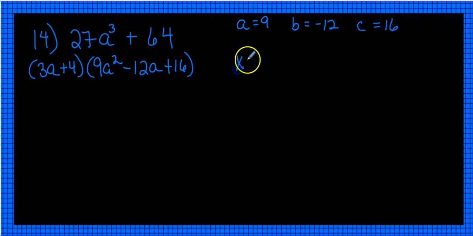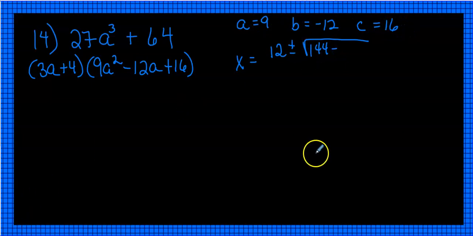So quadratic formula: x equals the opposite of b, which is 12. I'm not going to put the formula here. We're just going to go ahead and start plugging in. Plus or minus square root, this squared is 144, minus this times 4. 9 times 16 is 144, and then 144 times 4 is 576. Okay, and then all of that is over 2 times a, so that's 18.